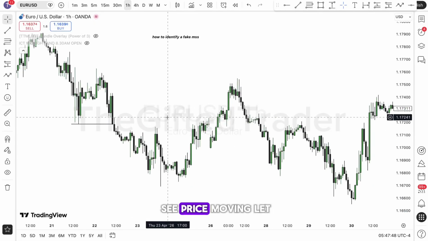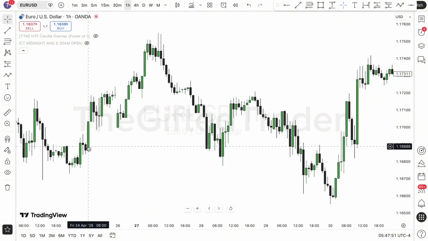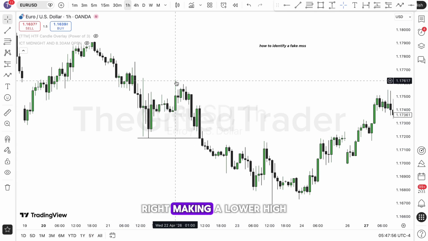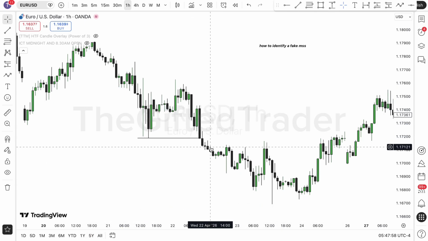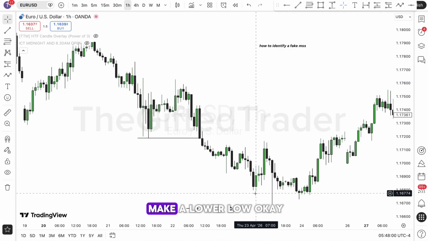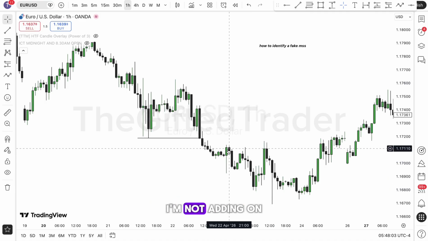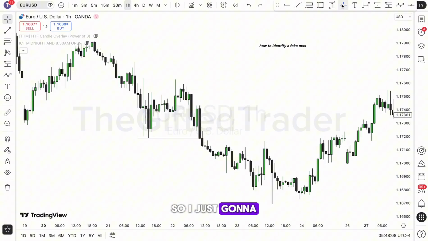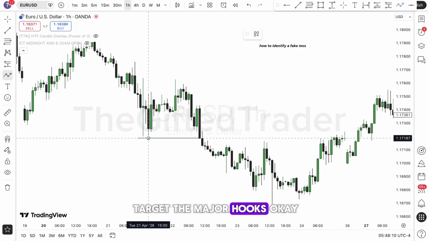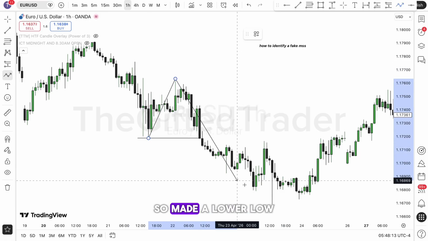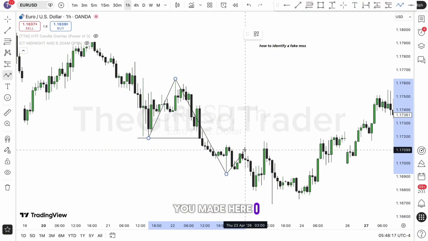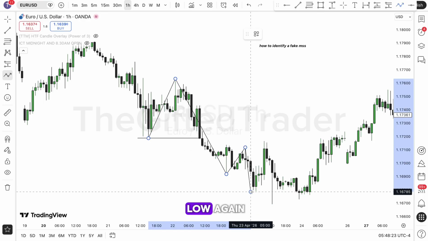So now we can see price moving. Let me zoom in a bit. We can watch price making a lower high, came back down to make a lower low. Okay, I'm not adding on these ones because we can literally just go bounce up and down. So we're just going to target the major hooks. So you made a lower low, and let's just say it made this lower high. The price went ahead to make a lower low again.